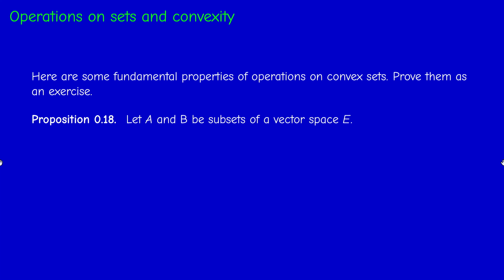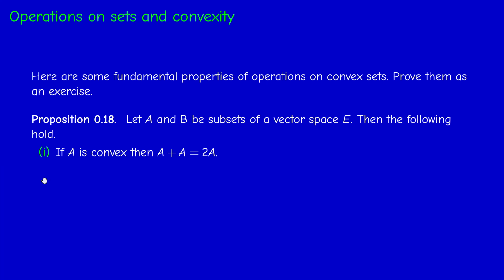If A and B are subsets of a vector space E, then if A is convex, A plus A is 2A. This is not trivial at all, because we are not adding numbers here, we are adding sets. A plus A is the set of all elements of the form x plus y, where x is in A and y is in A, but there's no reason why y should be equal to x. However, the set 2A is the set of elements of the form 2x. Of course, 2A is contained in A plus A, because an element of 2A is x plus x. But the reverse inclusion is true under the assumption that A is convex.